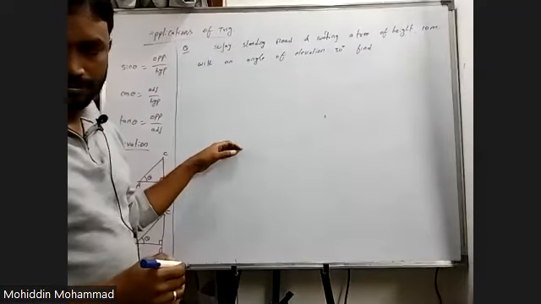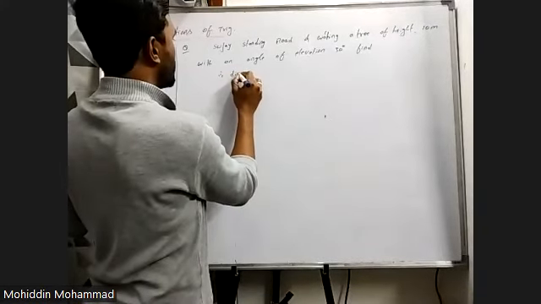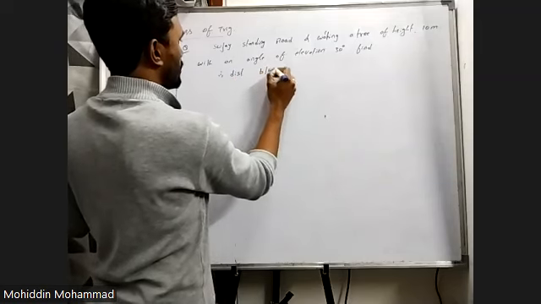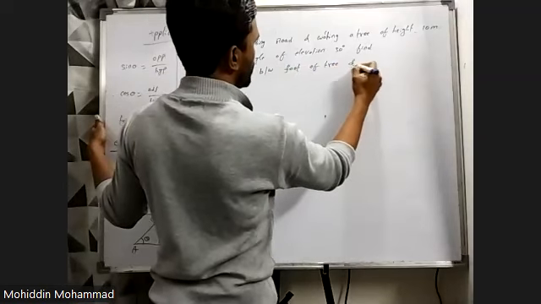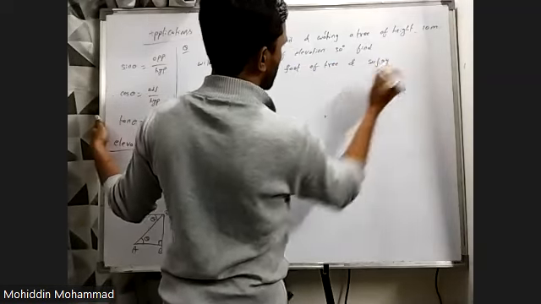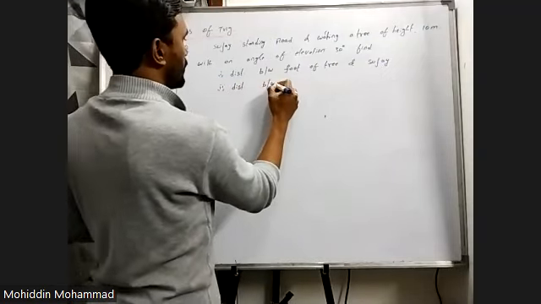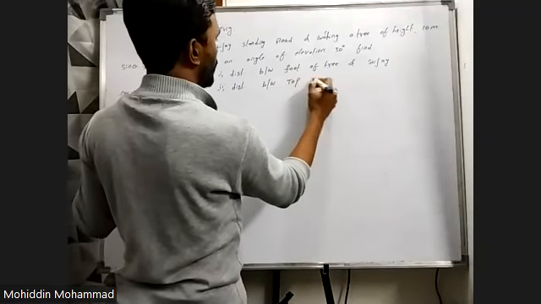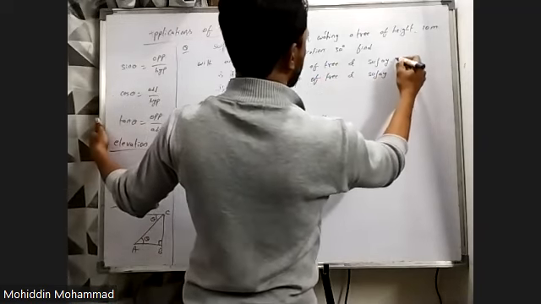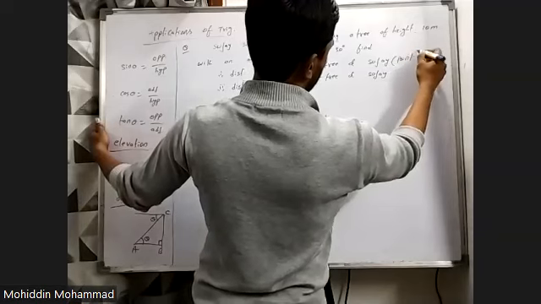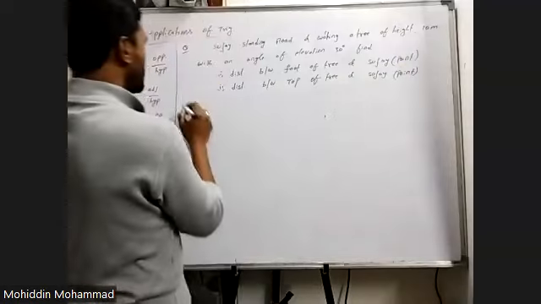What you need to find? First, the distance between the foot of the tree and Sujay. Second, the distance between the top of the tree and Sujay. Imagine Sujay is a point object. No height is there. Okay. Solution.